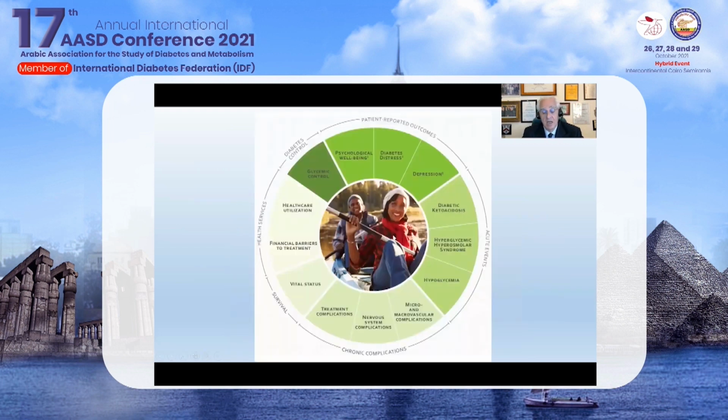So this has produced a standard set divided in 6 parts. These refer to the acute events: diabetic ketoacidosis, hyperglycemic hyperosmolar syndrome, and hypoglycemia; chronic complications: micro and macrovascular complications, nervous system complications, and treatment complications. Then survival, with the vital status, whether a patient is alive or not. The health service, financial barriers to treatment, and healthcare utilization. And diabetes control, with glycemic control and a number of items. And finally, the patient-reported outcomes: psychological well-being, diabetes distress, and depression.